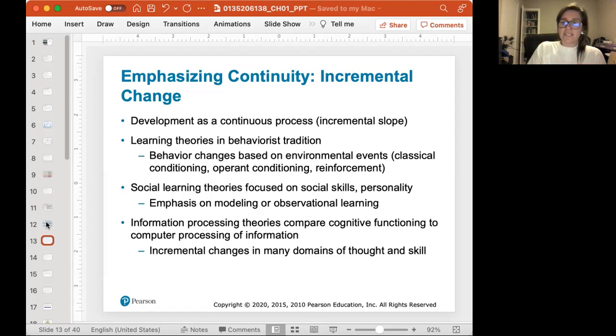But learning theories are in the behaviorist tradition. Behavior changes based on environmental events like classical conditioning, operant conditioning, and reinforcement, which you would see very much in applied behavioral analysis, ABA therapy, often used with children diagnosed with an autism spectrum disorder. Social learning theories focus on social skills and personality, with emphasis on modeling or observational learning. So in social learning, you learn from the social environment.